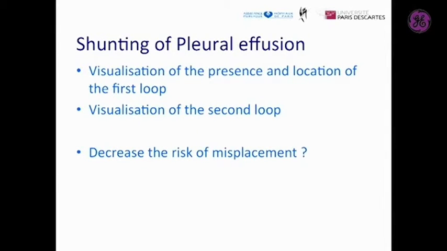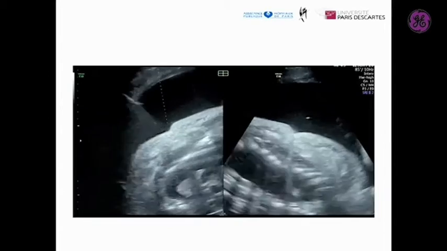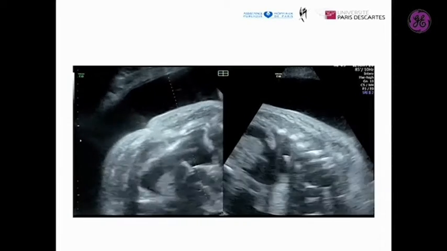So the next step is to put in a shunt, and you need to be absolutely certain where you're going to release the first loop, and then, when you remove your drainage trocar, where you're going to leave the second loop. There would be a complete failure if either one is left outside the precise target, and the risk of misplacement is a common pitfall of this procedure.